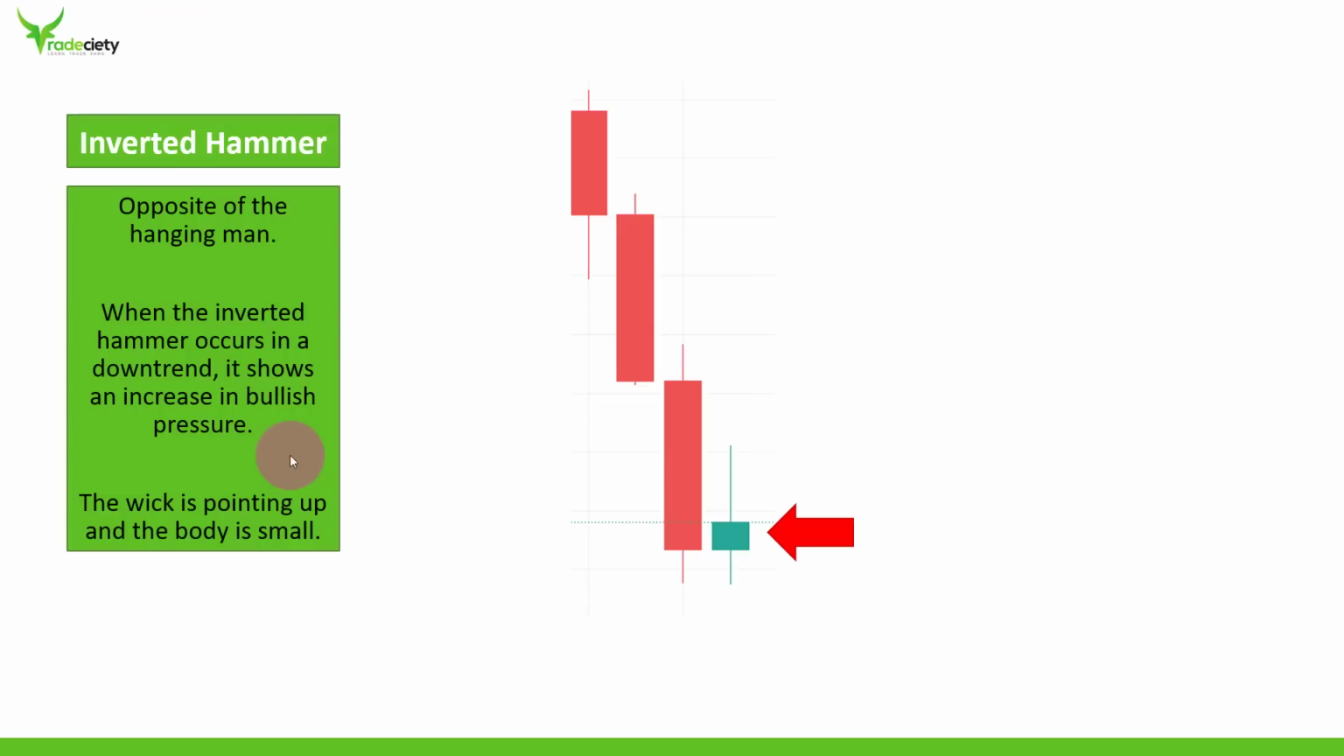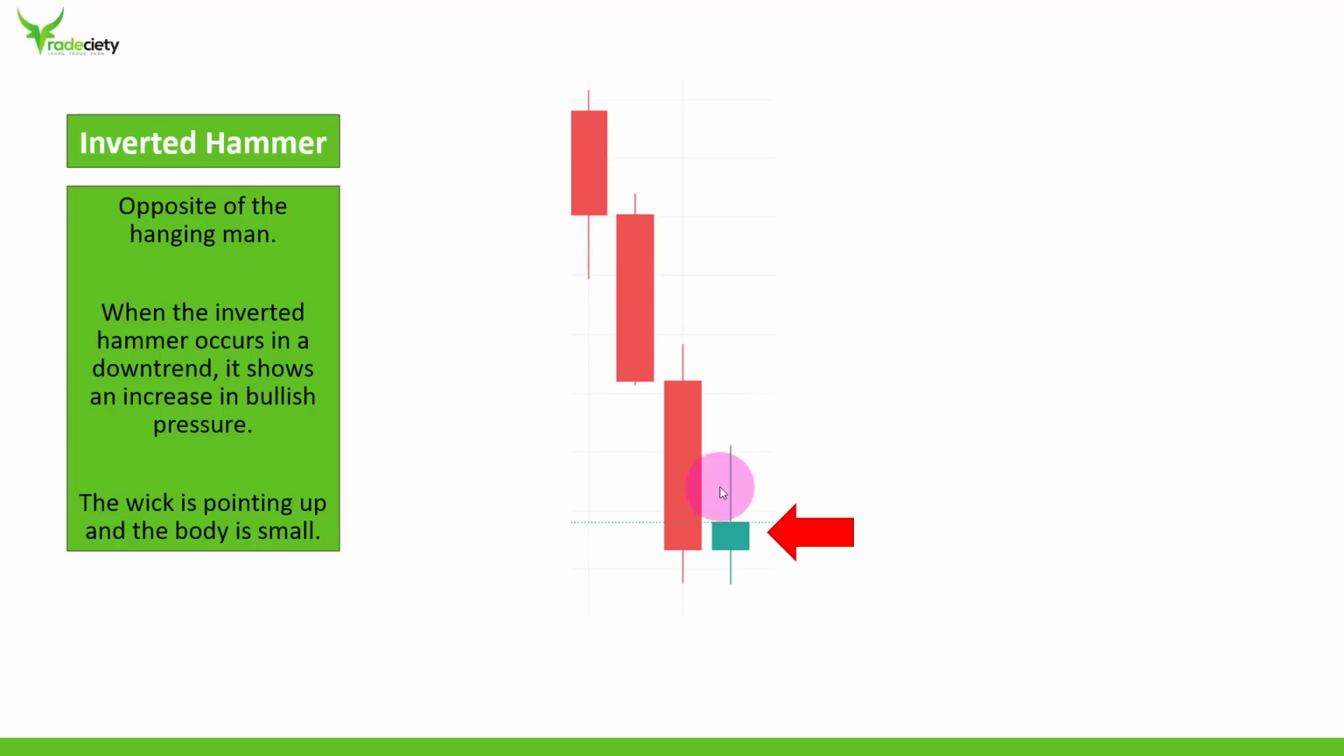Next is the so-called inverted hammer, and the inverted hammer is pretty much the opposite of the hanging man. So the inverted hammer occurs in a downtrend, and the wick of the inverted hammer is pointing upwards into the direction of where the price has been coming from. There's usually also a very small candlestick body, and the inverted hammer shows that more people are interested in buying.